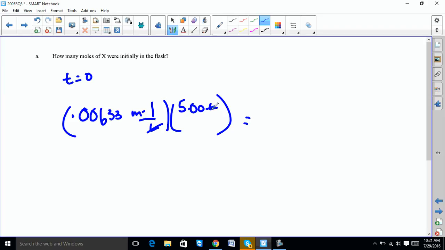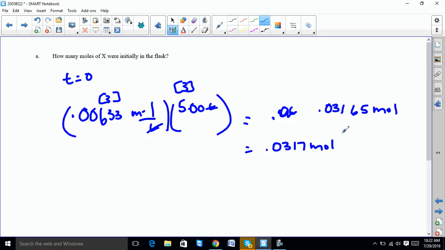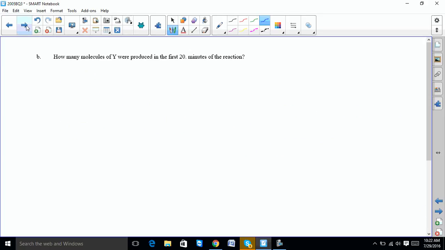And you end up with, what do you end up with? 0.03165 moles, and then this has 3 sig figs, and this has 3, and then this doesn't count because it's not sandwiched, it's not a final 0, so this is the best answer for A. B, this is a pretty tough problem. I was shocked. I think this is the worst one. It's not horrible, but it's not easy either.